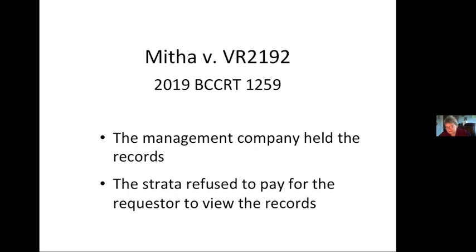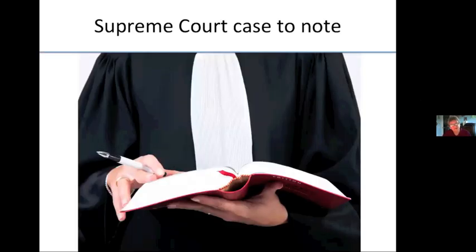So that was frustrating for the owner who's requesting the records. The strata did eventually agree to provide those records, but it was quite some time later, and they wanted the copying fee to be paid first. So the CRT found that the strata had to provide those records at no charge because they did not provide them within the timeline. The request was overly broad, though, and the CRT listed many records that did not need to be provided. And that sort of segues us into one Supreme Court case to note.